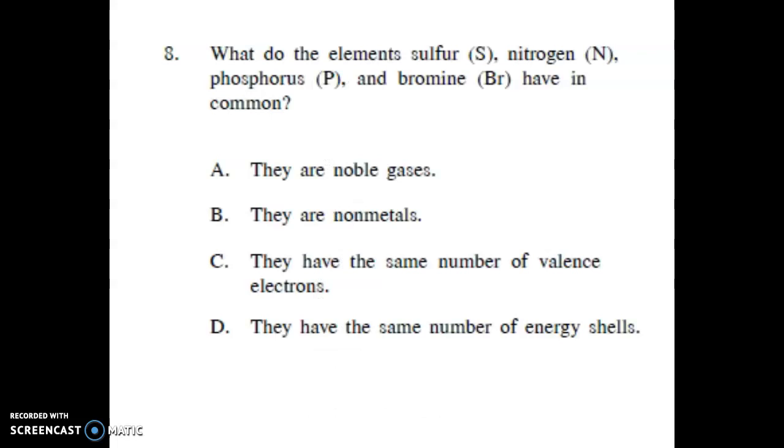Question 8. What do the elements sulfur, nitrogen, phosphorus, and bromine have in common? A. They are noble gases. B. They are nonmetals. C. They have the same number of valence electrons. Or D. They have the same number of energy shells.